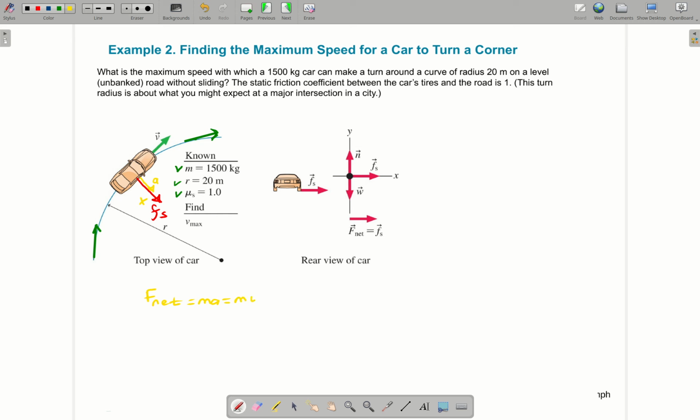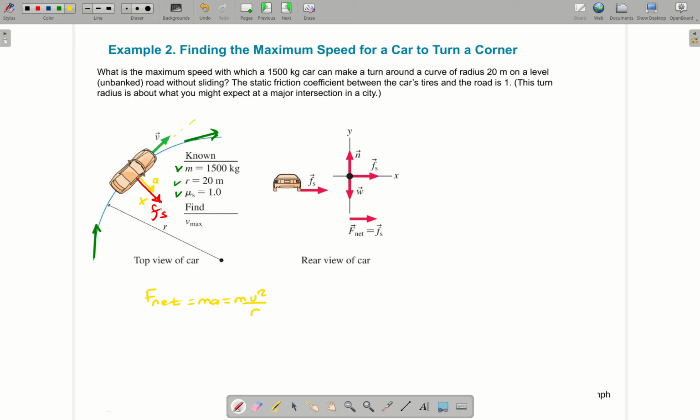With a equal to v squared over r, solve for the unknown. What is the maximum speed? If we increase speed, the car will actually slide off the road, off the circle. So we're going to find the maximum speed at which it can do the turn safely by assuming that this friction force is equal to F net. If the F net is larger than that, the car can't do uniform circular motion. F static cannot keep it in place anymore.